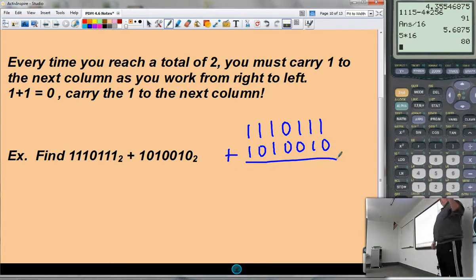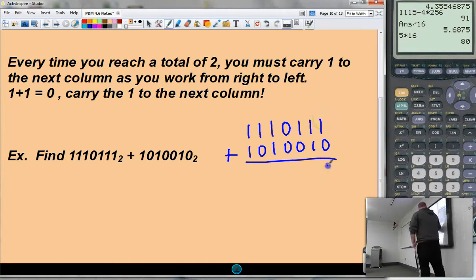Start at the right, work your way over. 1 plus 0 is 1. 1 plus 1, I'm going to write a 0 and carry a 1. 1 plus 1 plus 0 is 0, carry a 1, because I added up to 2. I put a 0, carry the 1. 1 plus 0 is 1.